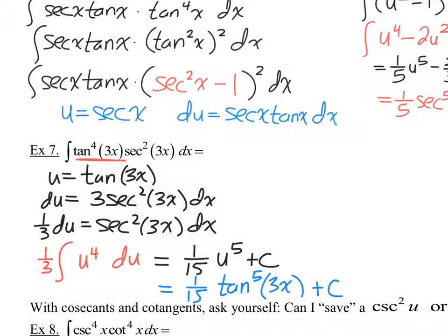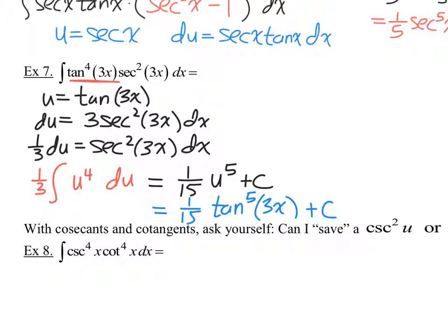This is what I was talking about before, where I was saying guess and check can get you about 95% of the way. Because if I'm looking at multiple choices, my eye would probably jump right to this one, not because of the 1/15, but because of the tangent to the 5th. Because I see a tangent to the 4th in my integrand. I see one of my choices has a power of 5. I'm jumping right to that one immediately.